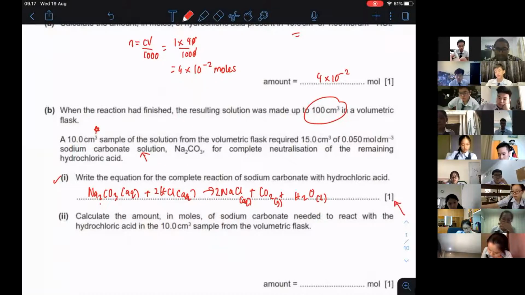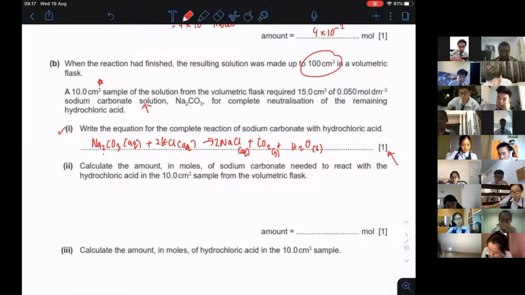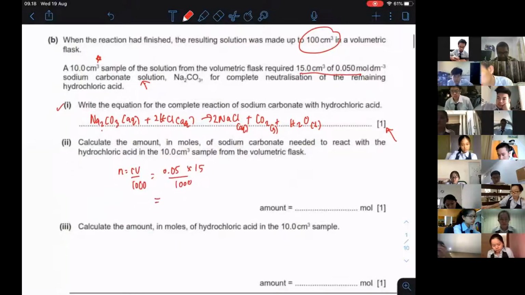Now, calculate the number of moles of sodium carbonate. This is a giveaway also. Even if you don't know the question, you can still calculate the number of moles of sodium carbonate. How? n equals CV over 1000. C is going to be 0.05 times 15 divided by 1000. So Nevan, I need your help over here.